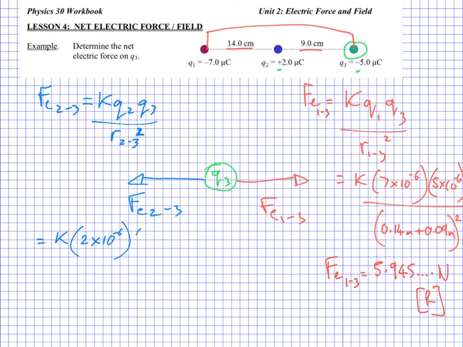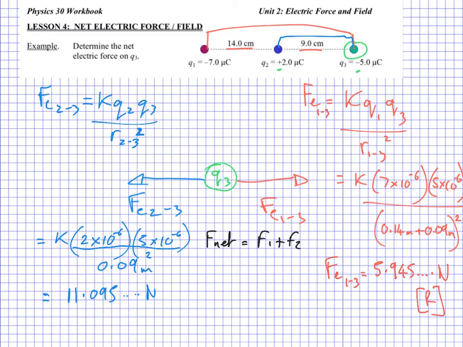Microcoulombs, and Q3 is 5 microcoulombs, and that is all over the distance between 2 and 3, which is 9 centimeters, so 0.09 squared. If you plug that into your calculator, you'll get 11.095 something newtons. Now we're ready to figure out our net force. Let me see if I can squeeze this into the middle. The F net, which is the sum of all forces here.